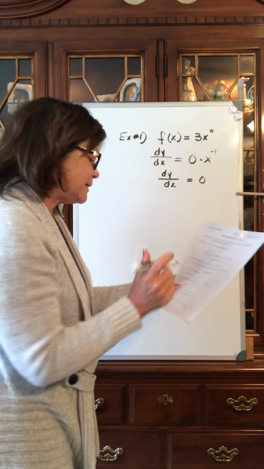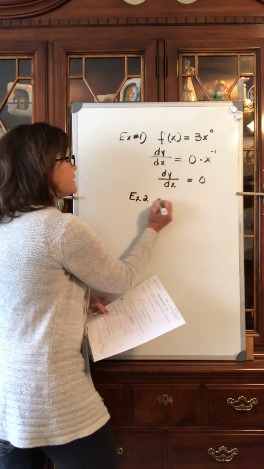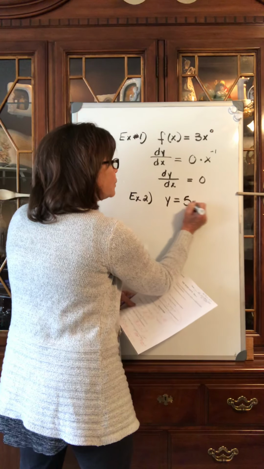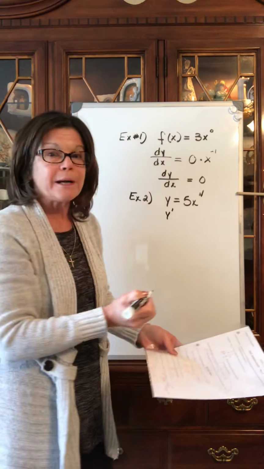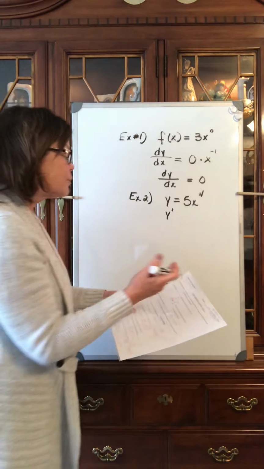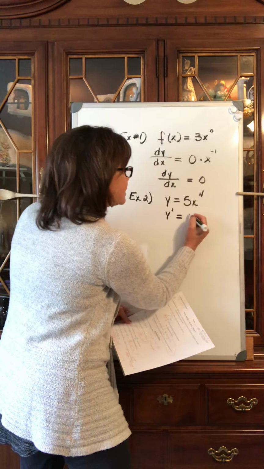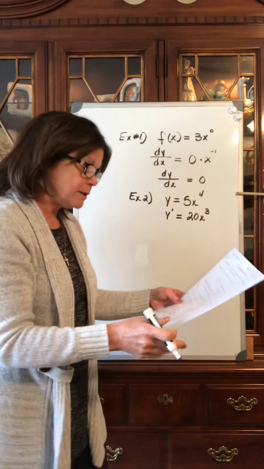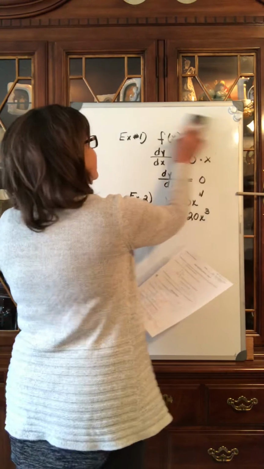Example number 2, you know this already. We've already done this. This is just really your shortcut rule for derivatives. If your original function y equals 5x to the 4th, or f of x is equal to 5x to the 4th, y prime, f prime of x, dy dx, they all mean the same thing. They're all notations for the first derivative. You just take your exponent, multiply it by the coefficient, bring your exponent down by 1, so the first derivative is 20x cubed.